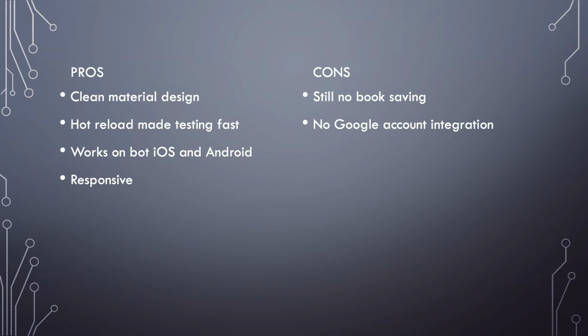So, cons. I still wasn't able to implement a feature that I wanted to include, which was saving books in a list of your books on the device. I ended up taking a lot more time than I thought I would on just learning the Dart programming language and decoding the JSON. And there's still no Google account integration, which would have made it possible to import a list of books that you already have with your Gmail account.